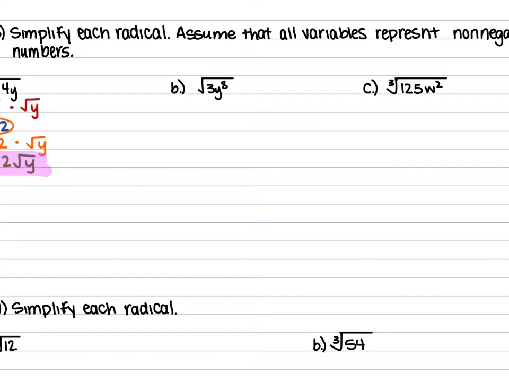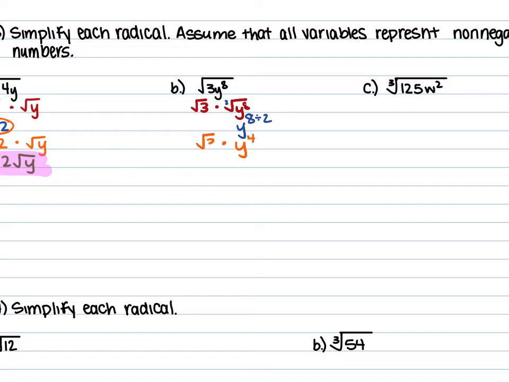For example B, we have the square root of 3y to the 8th power. This is the same exact thing as saying the square root of 3 times the square root of y to the 8th power. Now the square root of 3, the prime factorization of 3 is just 1 times 3. You can't do anything with that, so it's going to stay the square root of 3. That square root of y to the 8th power, our index is 2, so we're going to do y to the power of 8 divided by 2, which is just y to the 4th power.